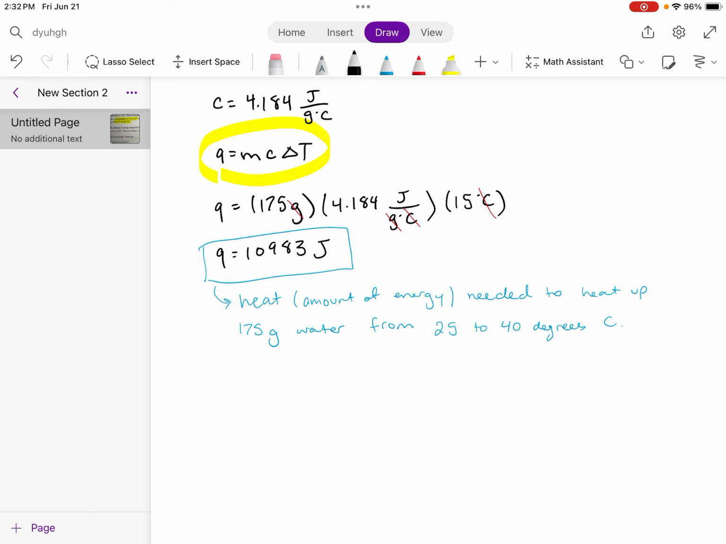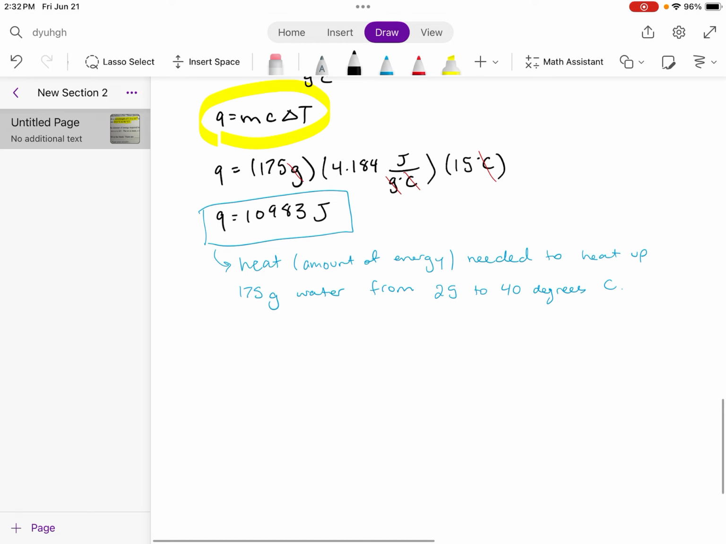Okay, and we're not done because our question's asking us for the number of photons. So now we need to think a little deeper. So yeah, we can call this the system energy. This is the amount of energy our system needed to heat up. Now we have to relate the energy to the number of photons somehow. So how do we do that?